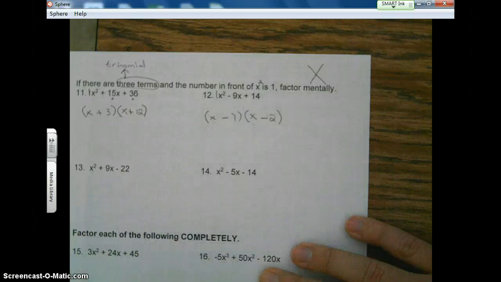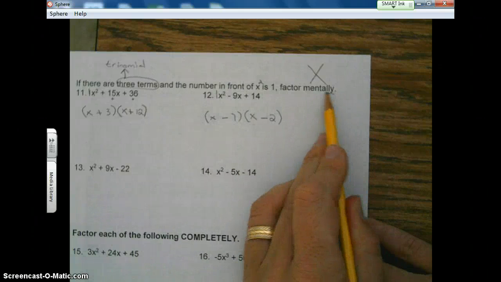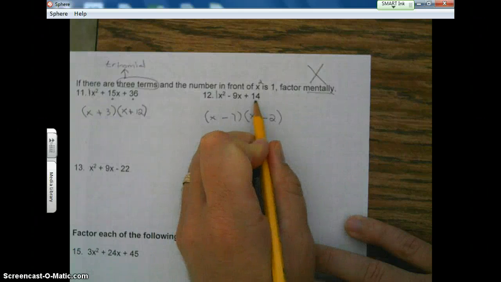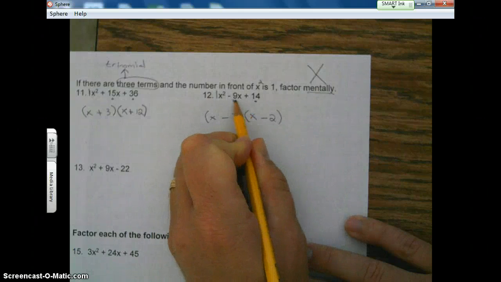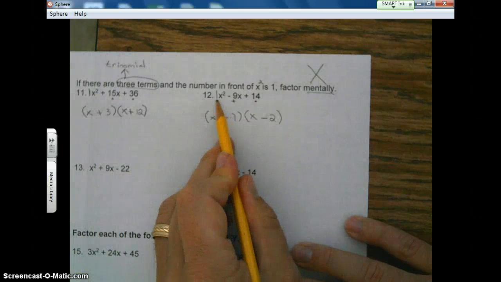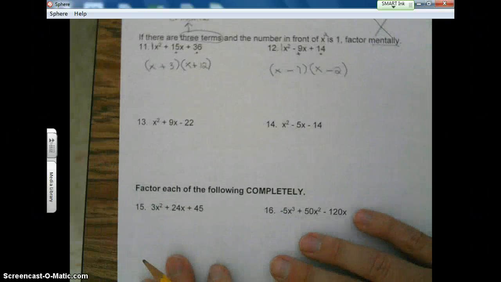Okay? So that's why it says to factor mentally. Remember, multiply to give you the last number and add to give us the middle number. This only works when the a value is a 1. Let's take a look at 13.